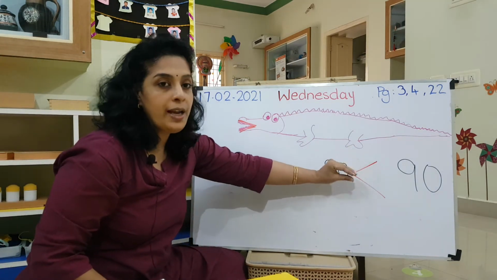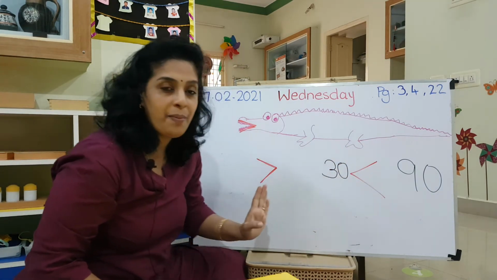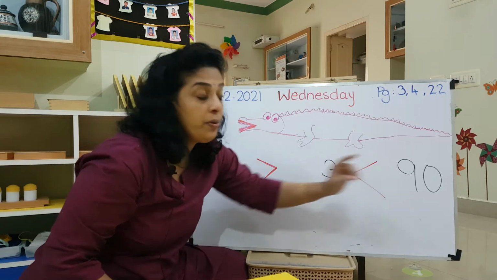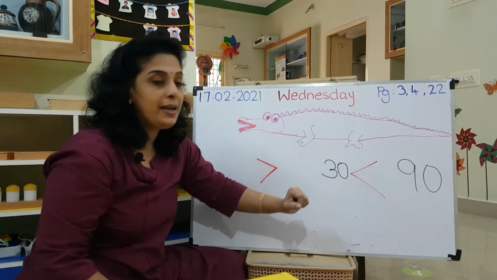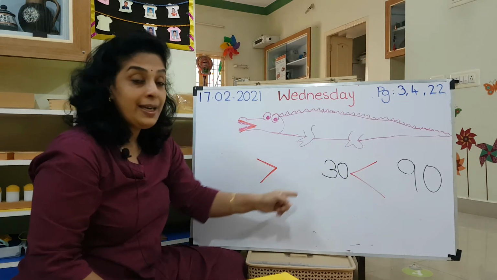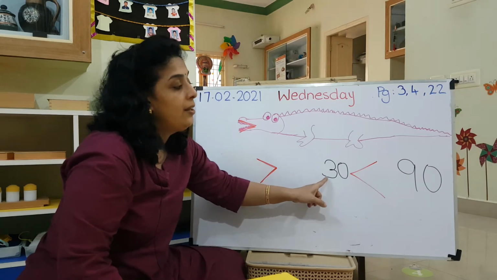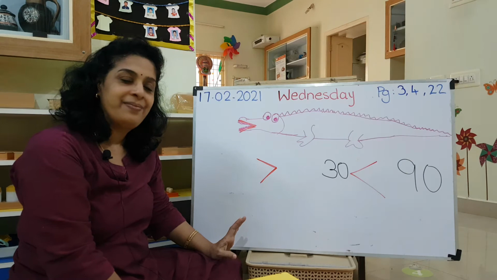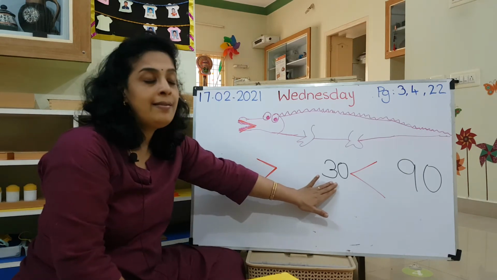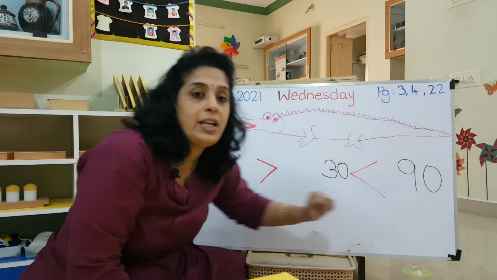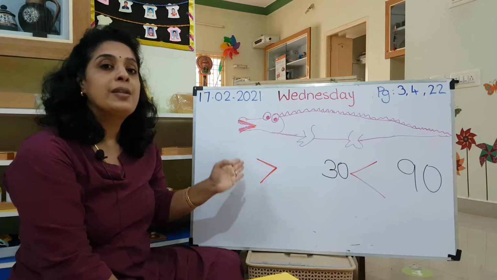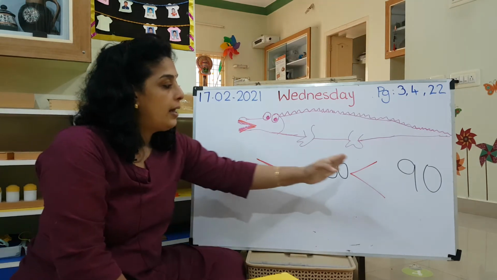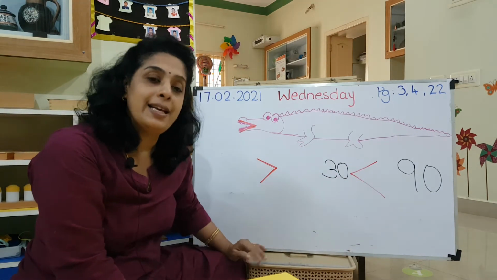Again, now the crocodile's mouth is open to the bigger number only, correct? Yes, it is open to the bigger number. It wants to eat the big number only. But you read it as 30 is lesser than 90. So this symbol you will say as greater than and this one you will call lesser than.